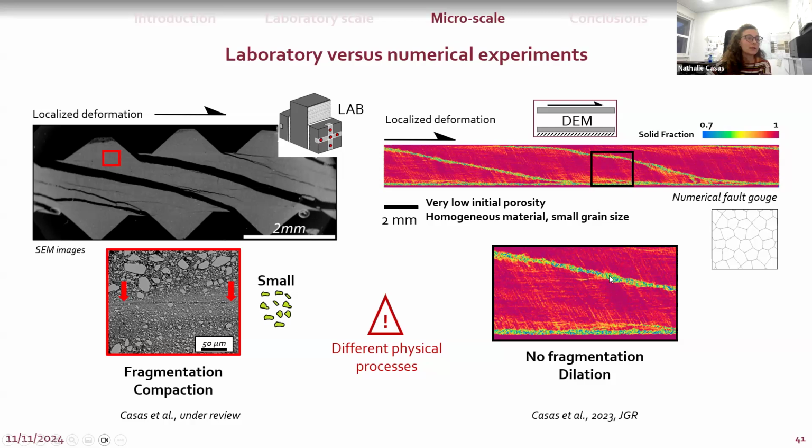If we zoom in on these bands, we see that we have a decrease in solid fraction, so we have a dilation happening here. At a large scale, we see the same phenomenon, but coming from different physical processes. So if we want to really compare these models to what is observed in the laboratory, at least for these strong minerals with a lot of fragmentation, we need to insert fragmentation within these models.